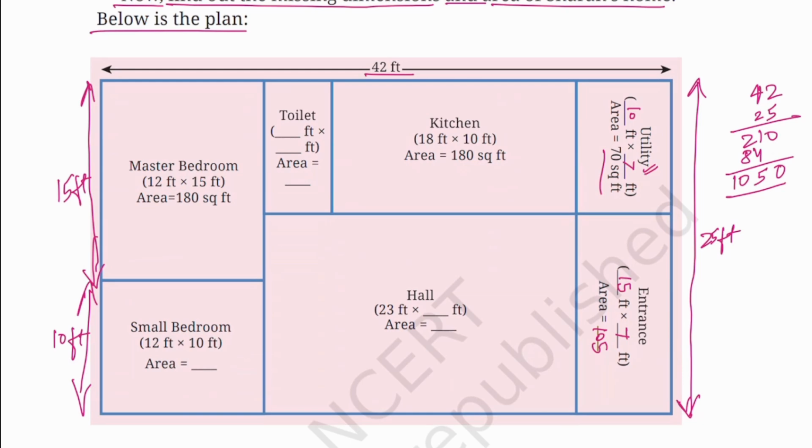Similarly, this one is 7. This one is 18. Both will make 25. And this one is 12. That is, together they make 37. So this will be 5 feet. So toilet will be 10 feet into 5 feet. Area is 50 square feet.